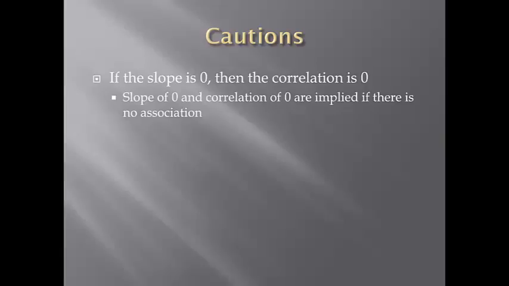One final comment. If the slope is 0, then the correlation is 0. A slope of 0 and a correlation of 0 are implied if there's no association. So when you do the simulation, yes, typically the value of the statistic will be different. The slope and the correlation coefficient are not the same thing, but they are both 0 at the same time. If it's non-zero, then the values almost always will not be the same.